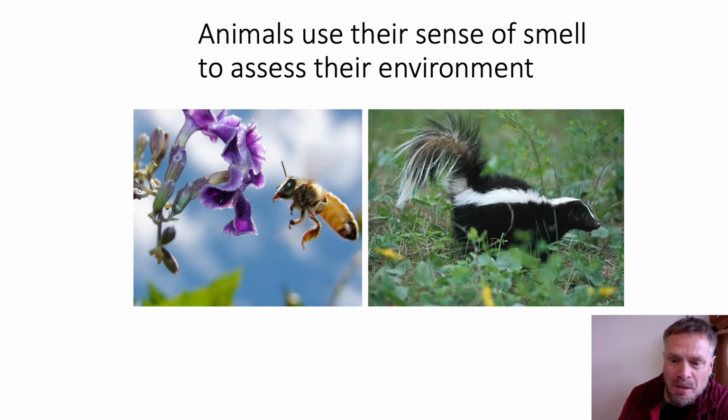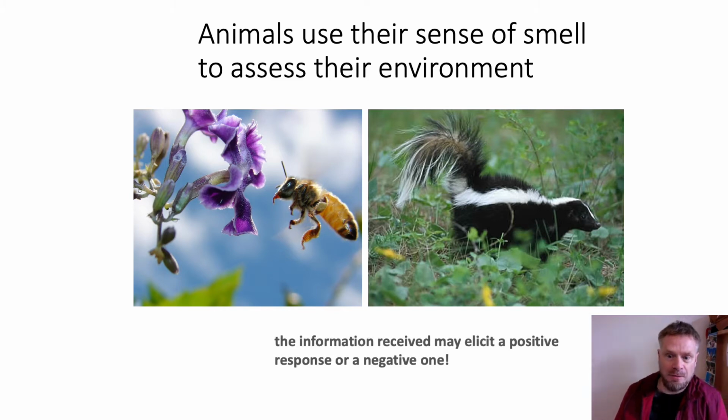So first of all, animals use their sense of smell to assess their environment, and the information that they get from what they smell may elicit a positive response, as you see there with a bee flying towards a flower, which is emitting some sweet scent to attract the pollinator, or conversely, it may elicit a negative response, such as where you see that skunk there emitting some foul defensive odor to make the predators go away. So this is the basic thing about chemical ecology. It's how living organisms use their sense of smell.